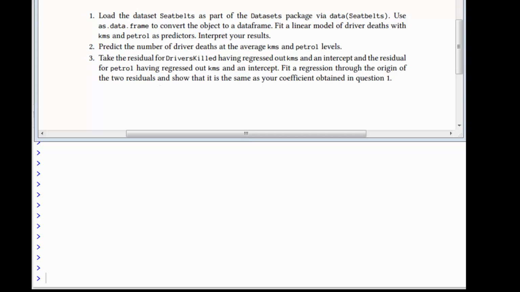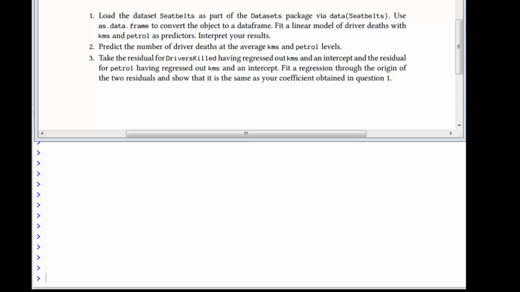This is question 3 of the Multivariable Regressions chapter of the Regression Models book. It refers to question 1 and 2, so make sure to watch those videos first. Take the residuals for drivers killed having regressed out kilometers and an intercept, and the residual for petrol price having regressed out kilometers and an intercept. Fit a regression through the origin of the two residuals and show that it's the same as your coefficient obtained in question 1.